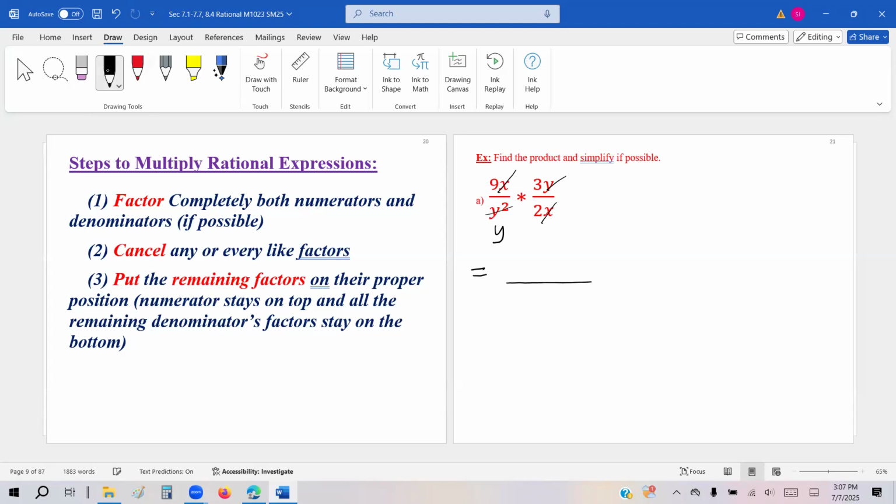So what remains? 9 over Y times 3 over 2. In other words, what over what? 27 over 2Y. So this line is extra. You don't have to write this line. I wrote it so that I can show you what remains. Whatever remains, we just put on its proper position and multiply. So you can simply put 9 times 3, 27, and then Y and 2 gives us 2Y.